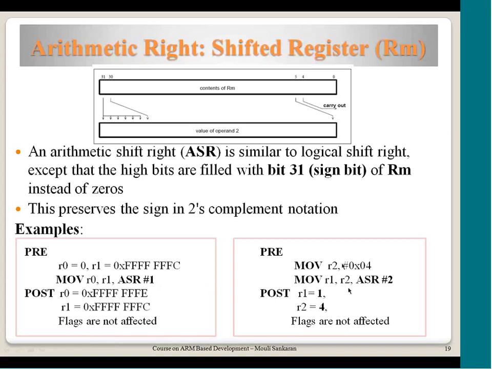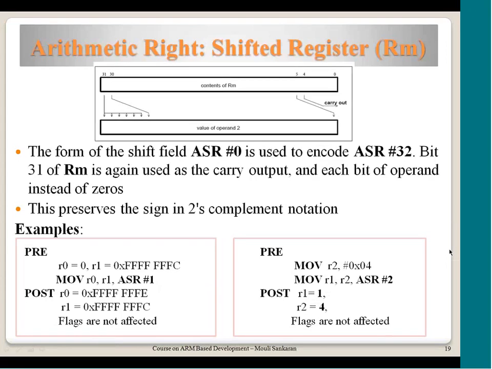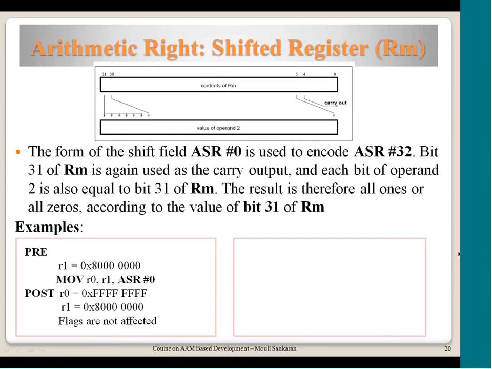So when this is copied and then shifted right, it will be backfilled with a 0, and it is shifting it by 2 positions. So 1, 0, 0 will become just 1. So R1 will become 1, R2 will be 4, and the flags are not affected because you didn't mention the S here. So this is not going to impact the flags. I hope you understand this arithmetic shift right, with the Rm value.